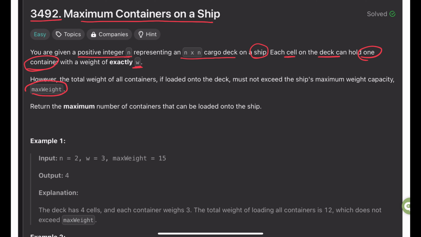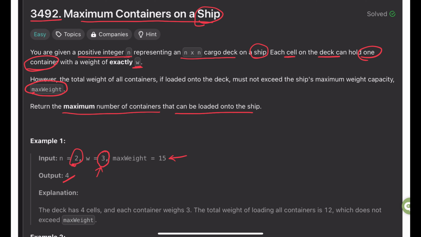We are given the maximum weight of the goods that needs to be transported using the cargo. We need to return the maximum number of containers that can be loaded on the ship based on the maximum weight. In example number 1, the size of the cargo deck is 2, while it can hold 3 units each. And the maximum weight of the goods is 15 units.